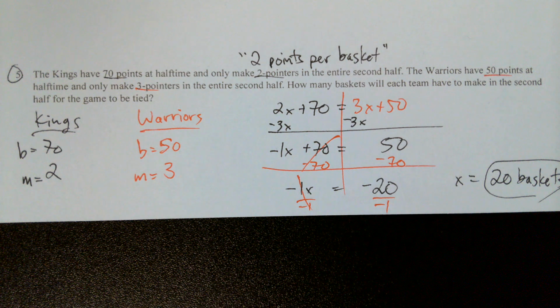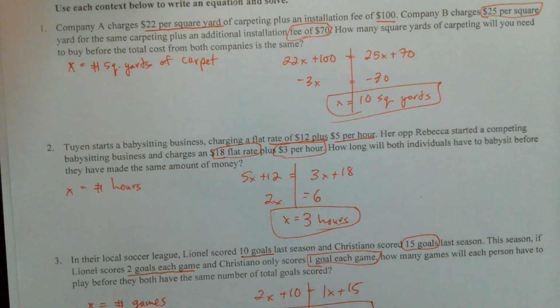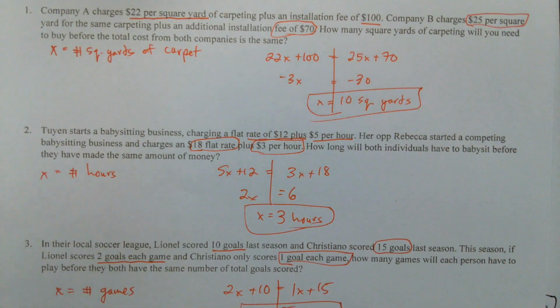All right. Just so we can be clear on our answers, you can check the other 3. Here's numbers 1 and 2. We're not going to have time to break them down, but make sure you've got 10 square yards for number 1, 3 hours for number 2.